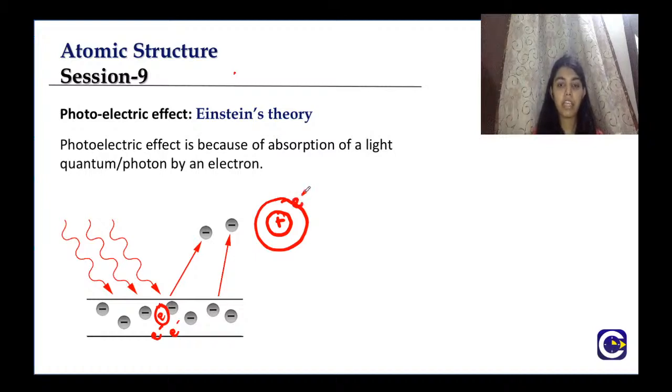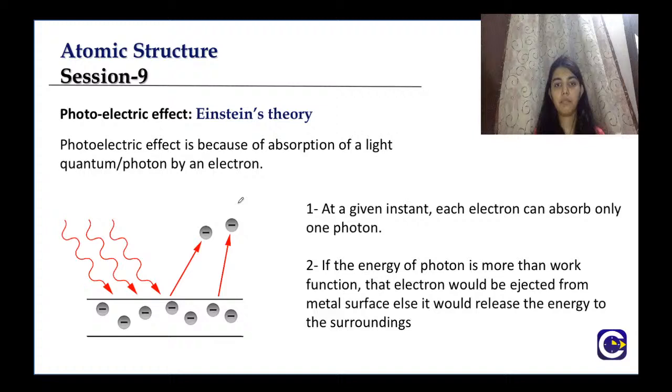You have to break the electrostatic force of attraction between the nucleus and the electron of a particular metal atom. So what you will do, you will provide some energy to this, break the electrostatic force of attraction between the nucleus and the electron, and these electrons now come out of the metal surface as photoelectrons. Okay.